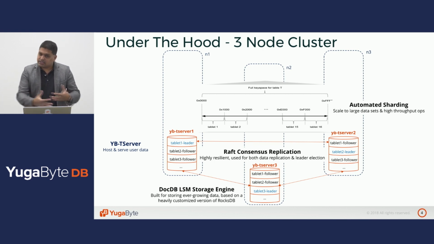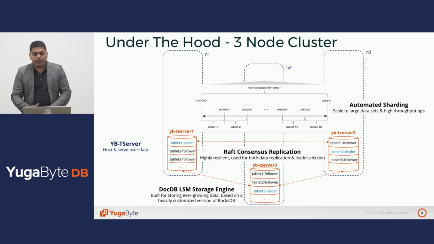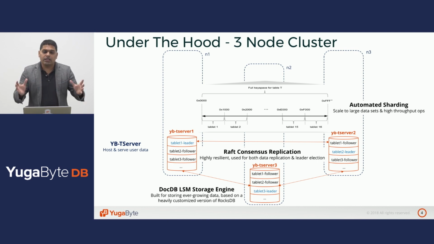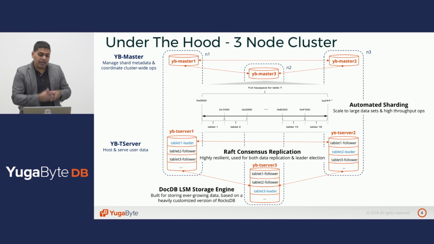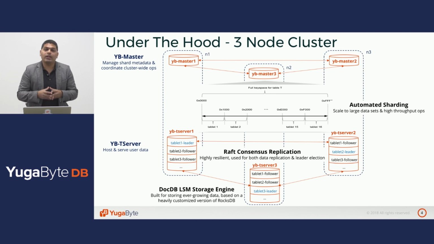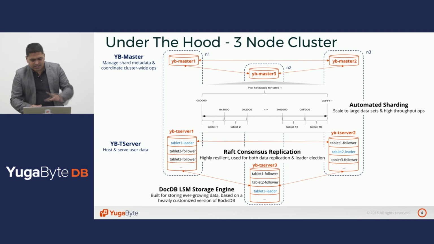The concept of leaders comes into the system because of sharding. The system auto-shards any given table in any of our APIs into these leaders and followers across all the nodes that are out there. There is an additional independent distributed service called YB-Master, which is responsible for managing the shard metadata and also coordinating cluster-wide operations like rebalancing when new nodes get added or existing nodes die. So that's what a 3-node cluster looks like.